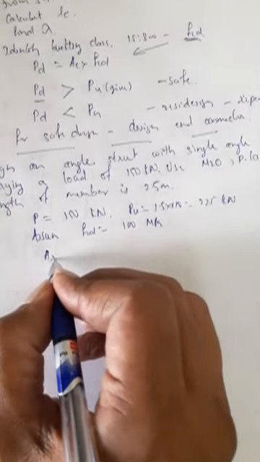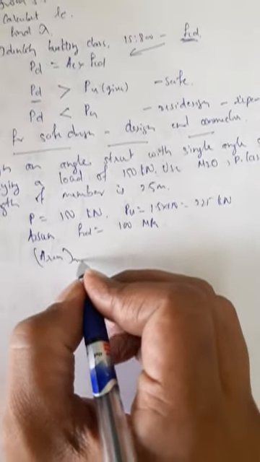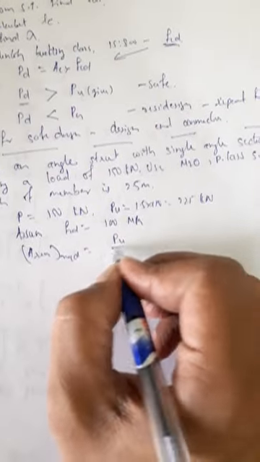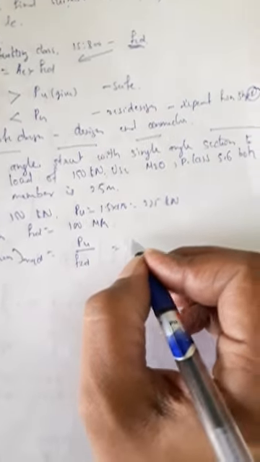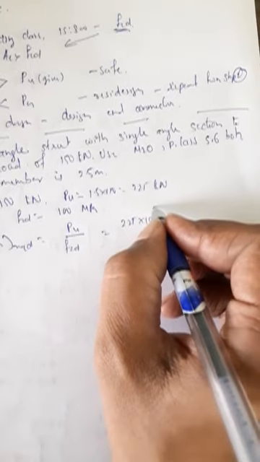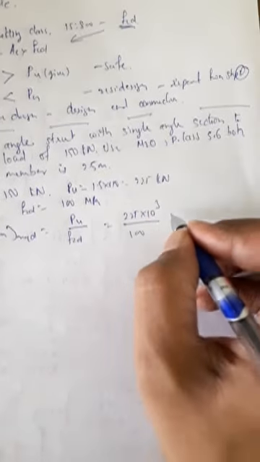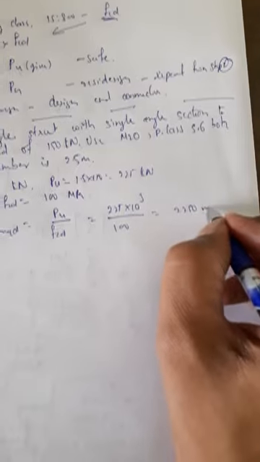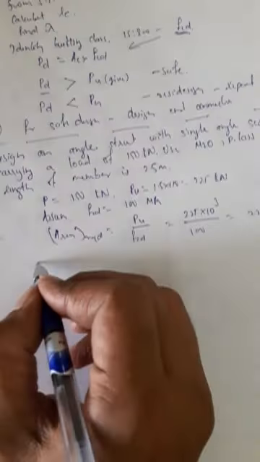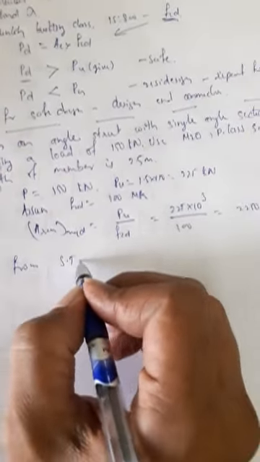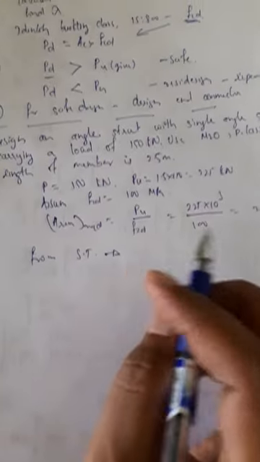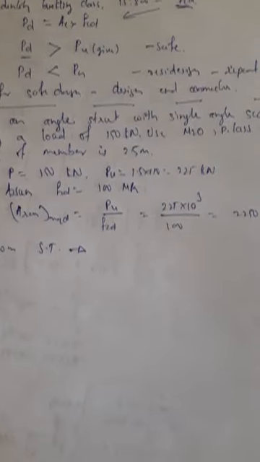Area required is equal to PU divided by FCD. So PU is 225 into 10 raised to 3 newtons. FCD is 100. So area required is 2250 mm square. From steel tables, select a suitable section. Now how to select a suitable section? Usually its thickness should be in the range of 10 to 12 mm and go for equal angles. If it is an angle section, go for equal angle. Both the legs should be equal.